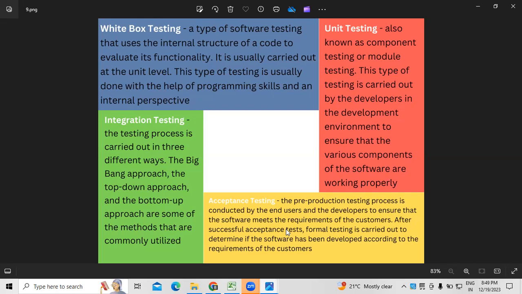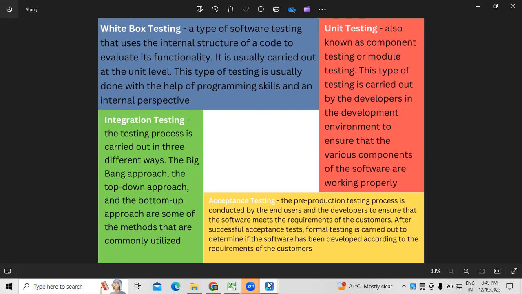So people from the programming area, having some programming experience, will understand the internal structure of the code they are writing, especially for a particular functionality. As I told you just now, as an example, this is where white box testing generally comes into the picture.